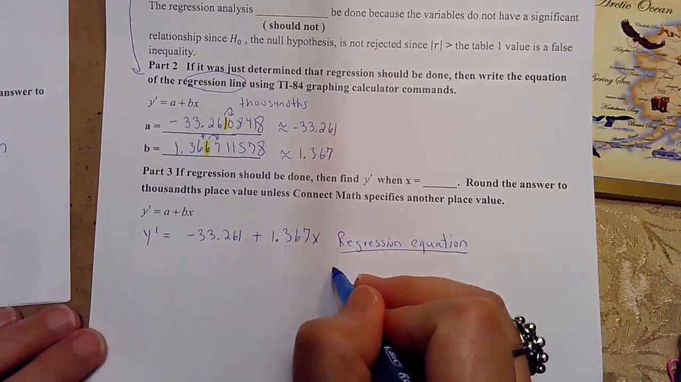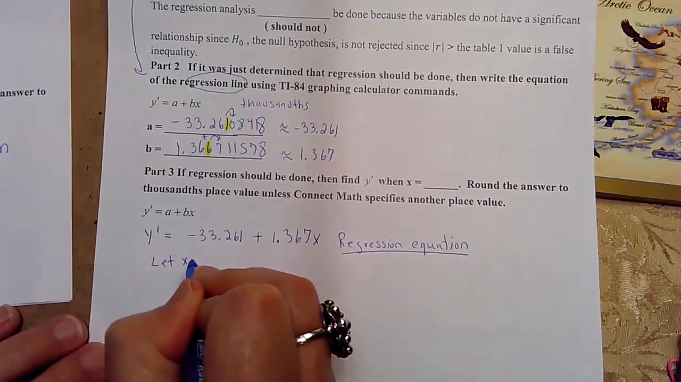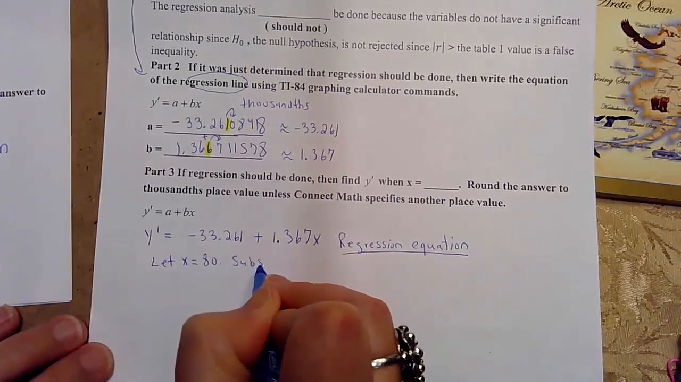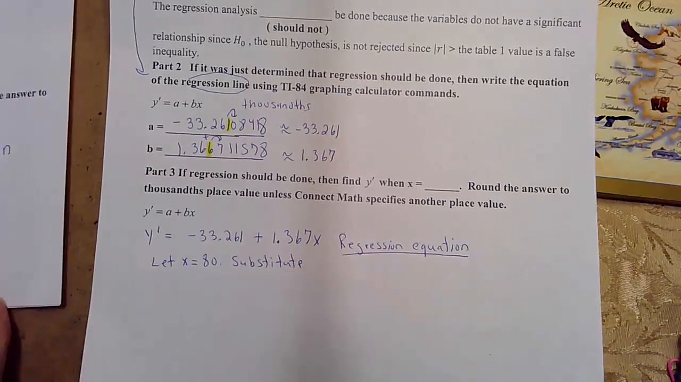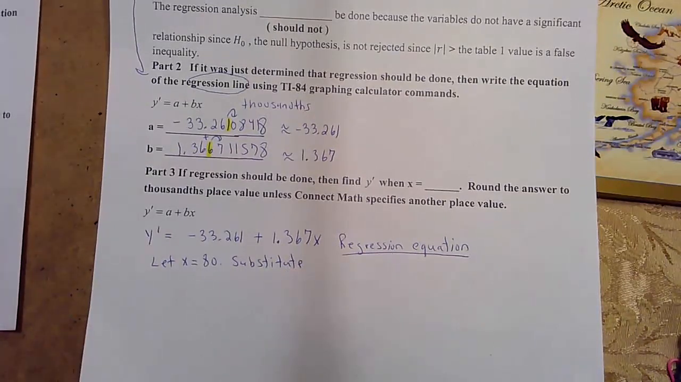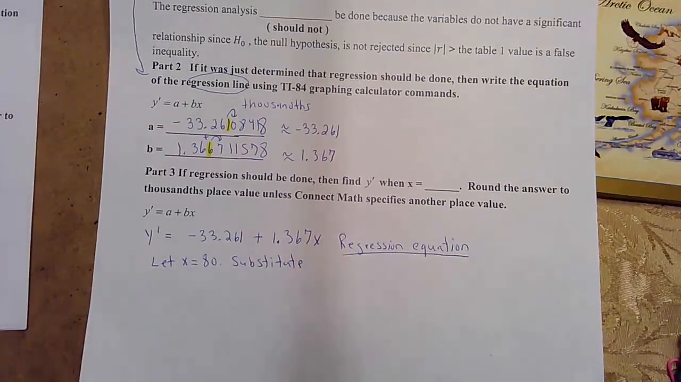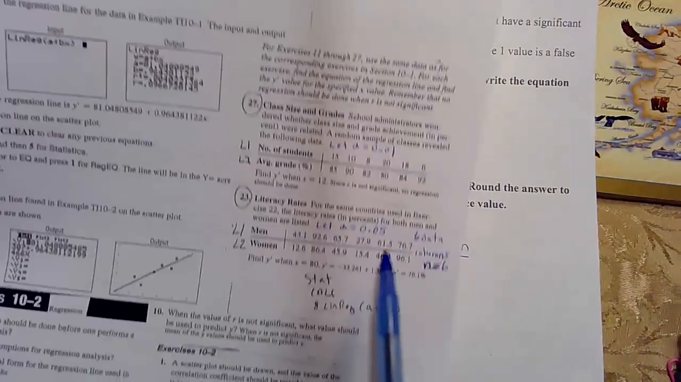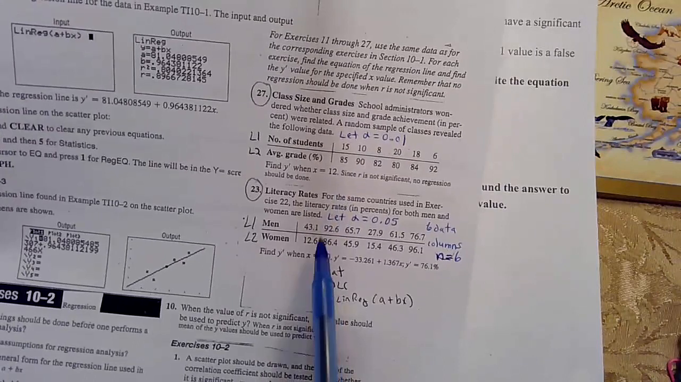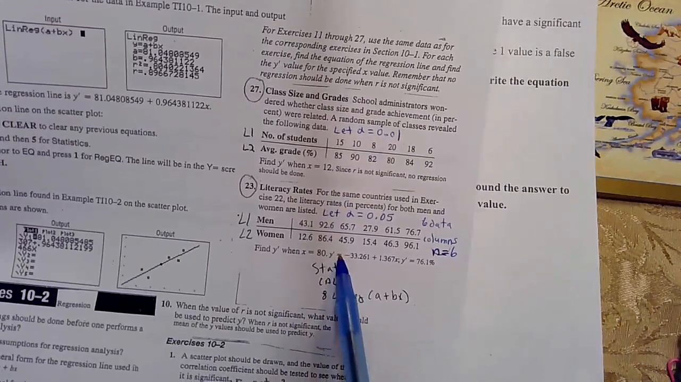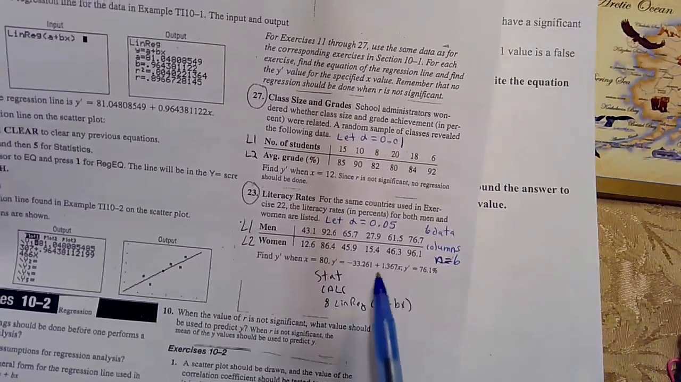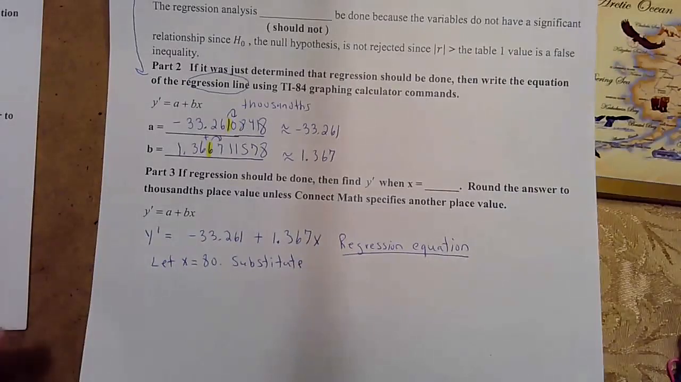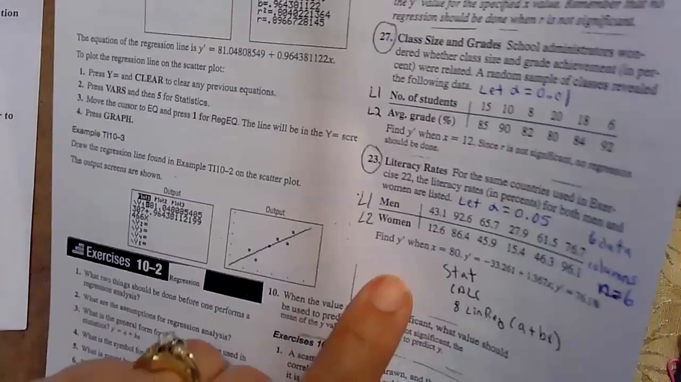Okay, now remember we're going to let x equal 80 and we're going to substitute. Remember, the problems will always provide you with that. Let's see where that's at. Where is it that has the equations in there? Yeah, so you see they always tell you, x is 12, x is 80, but you only use that and substitute if you have a regression equation, and that's if it's significant. So that's where I got the 80 from. Got the 80 from that statement. That's why I'm using it.